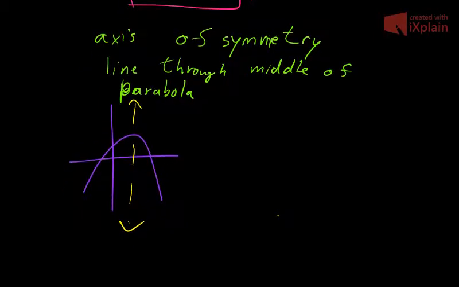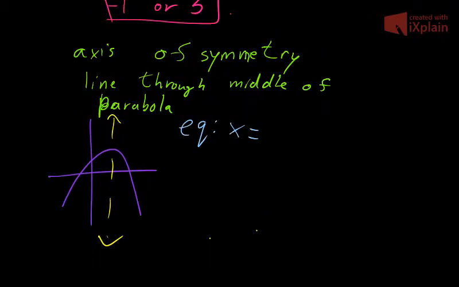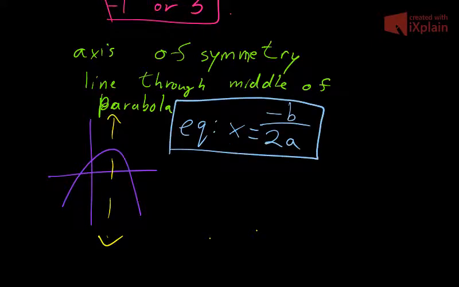And for my axis of symmetry, the equation will always be x equals negative b over 4a. Sorry, not 4a. I messed that up. That should be negative b over 2a. There we go. That's our equation for the middle of a parabola. If you don't want to use that, then you can always just graph it, find it that way.